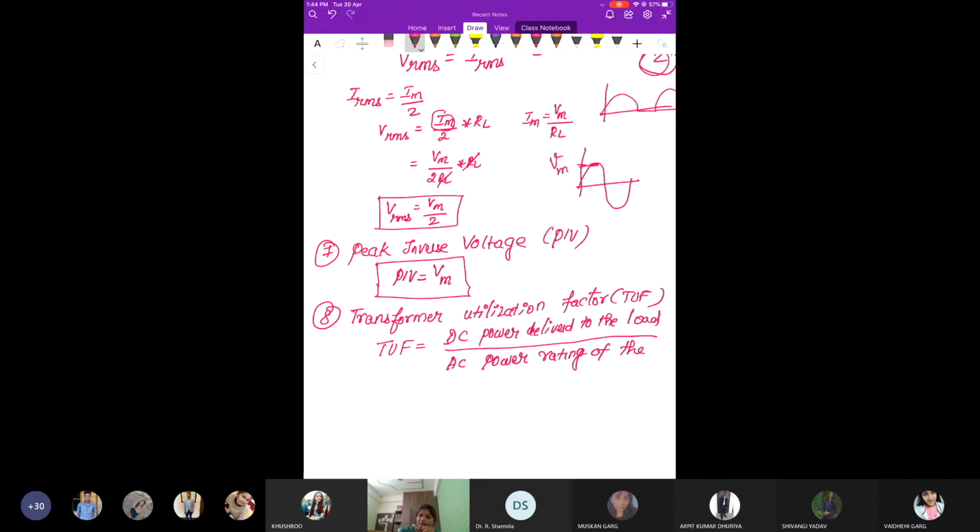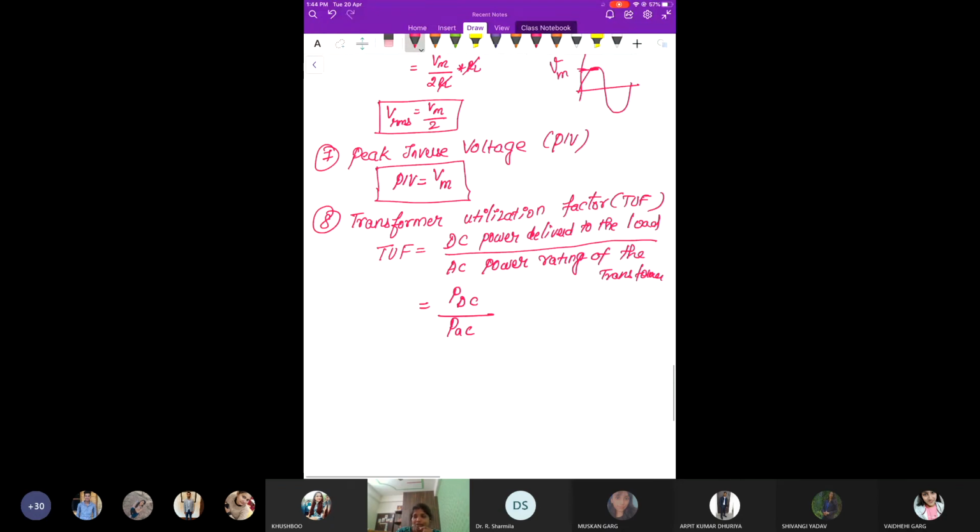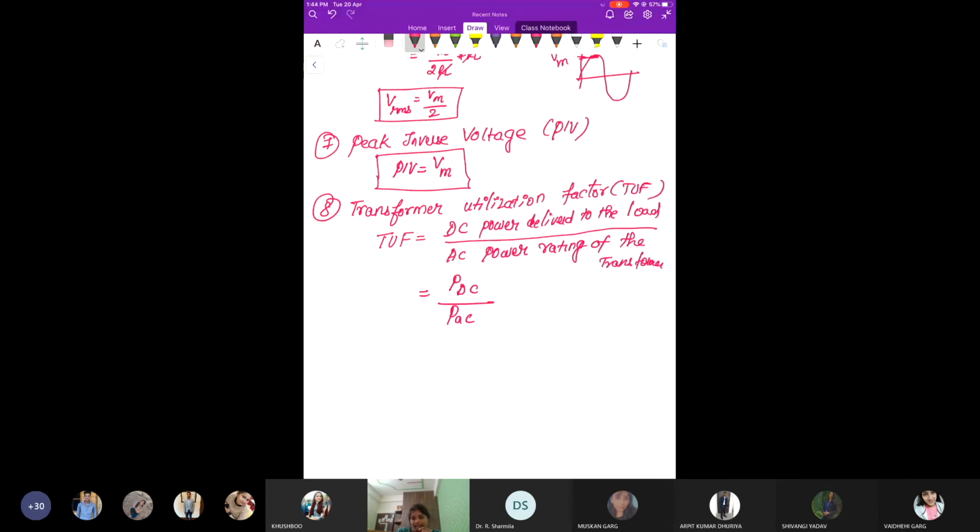So I can write it as PDC. Already I told you, it is the ratio of DC power delivered to the load divided by the AC power rating of the transformer. We are going to measure in terms of power only, so I can write it as PDC by PAC. First, you have to calculate the value of PDC. PDC is nothing but I square DC into RL. You already know the IDC value is Im by pi. So substitute here: Im by pi whole square into RL.